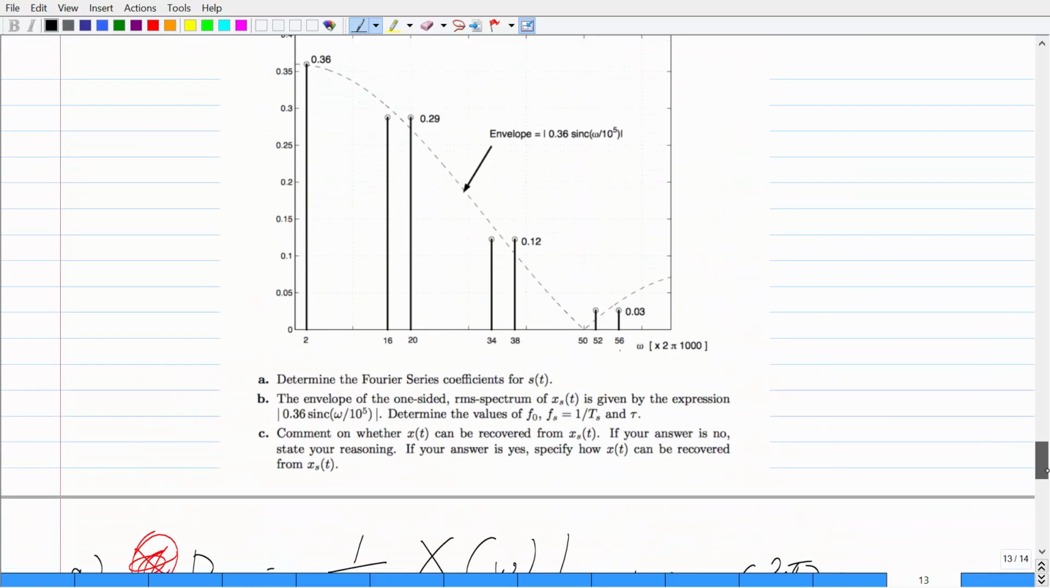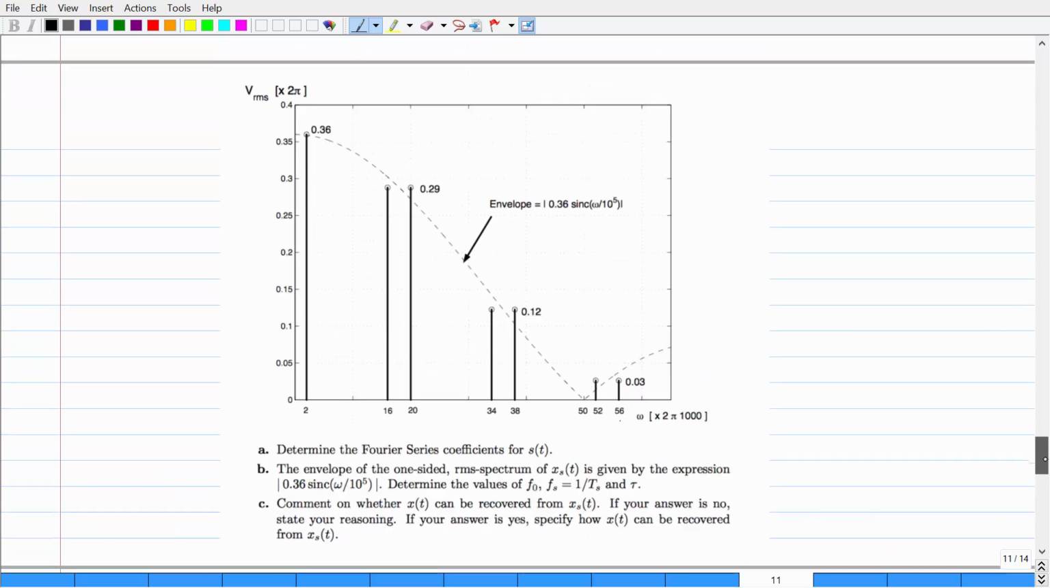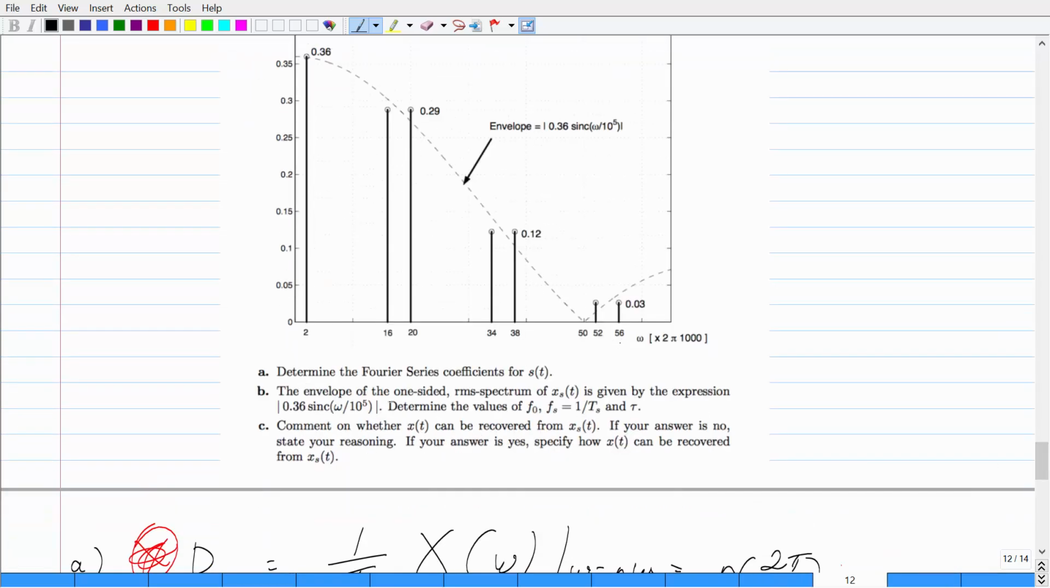Very simple. Next question. So we are given that when you take a look at the spectrum analyzer, what we see is this. So this is the Fourier transform of xs of t. So this is what is given. So when you take a look at the sample, this is what we get.